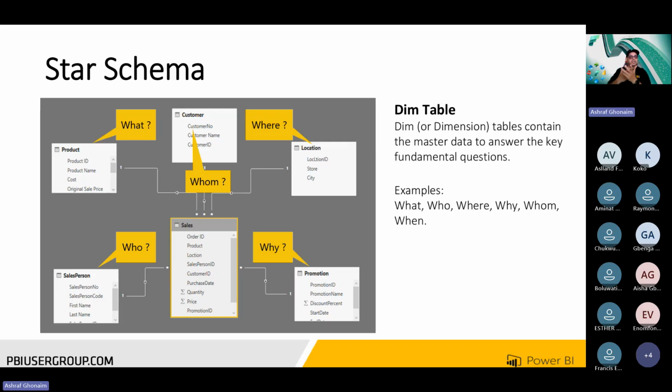Who did the sales transaction? The salesperson. Why? As a result of this promotion, etc. So as you see here, the responsibility of the dimensional table is to allow us to answer those fundamental questions about every single sales transaction that we have in the fact table. What, who, where, why, and more. Okay, so that's another way to understand exactly how to differentiate between what is fact and what is dimensions. Okay, so it's master data that answers the fundamental questions about what, who, where, and why.